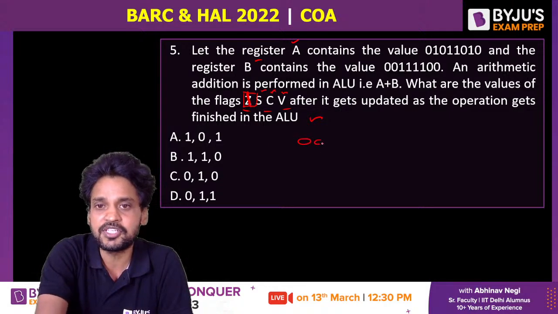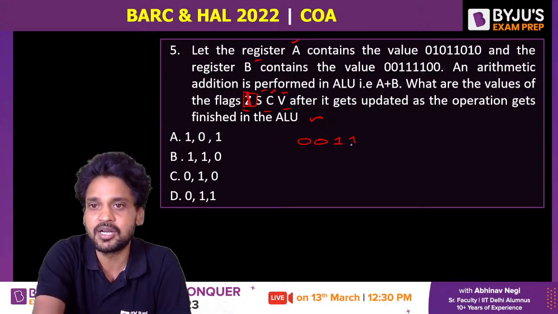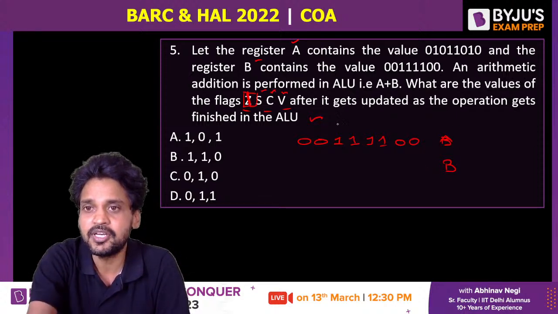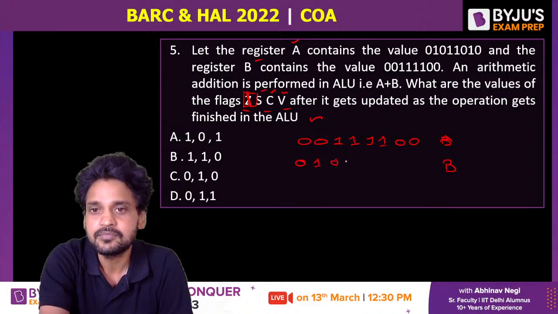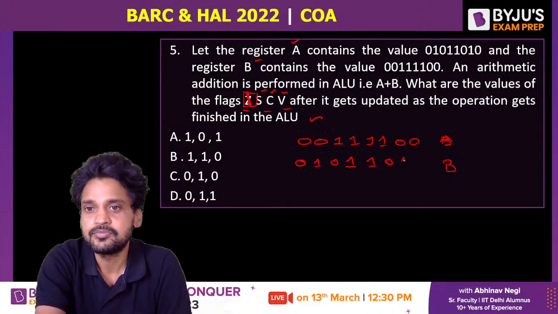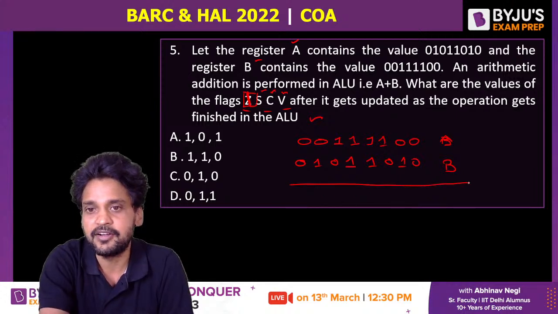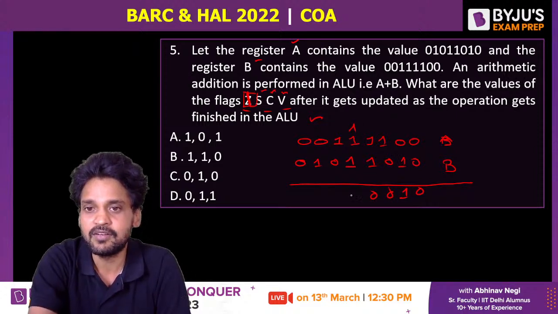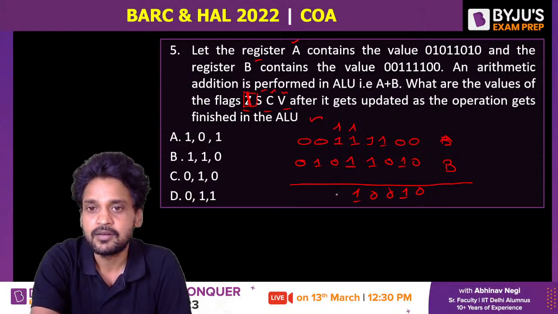Let us straight away, without wasting any time, solve this. 0011 1100. This is register B. Register A is 0101 1010. Okay. Now let's add this. 000, 011, 100, 11, 01, 111, 11, 11, 10, 11, 10. Okay, this is 1.